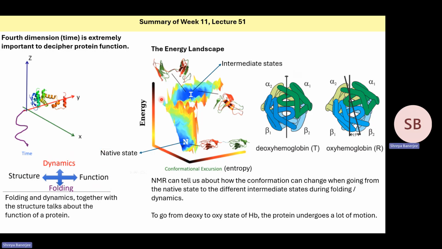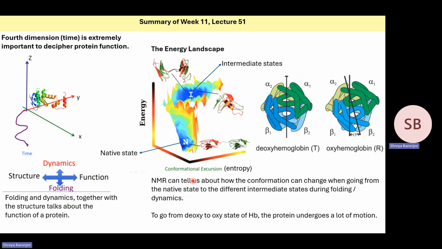Then you have something called the energy landscape, which is the same as the folding funnel we saw in the previous slide. So you have various intermediate states in the upper levels of the energy funnel, and these intermediate states can be of various different structures. But as you go down the folding funnel, there is only one native state, which is the most stable state of the protein with the lowest energy, which is shown here as N.